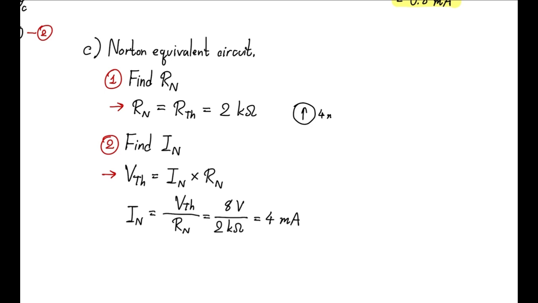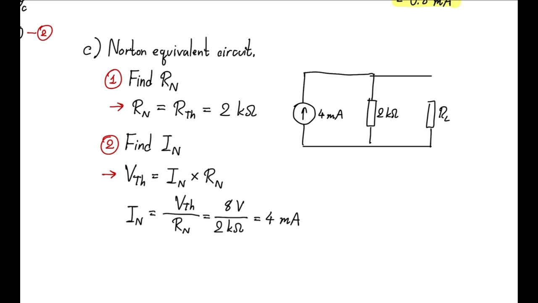The Norton equivalent circuit is a circuit with a current source equal to the Norton current, a resistor equal to the Norton resistance, and the load resistance, all connected in parallel. Therefore, we can draw the circuit as follows.